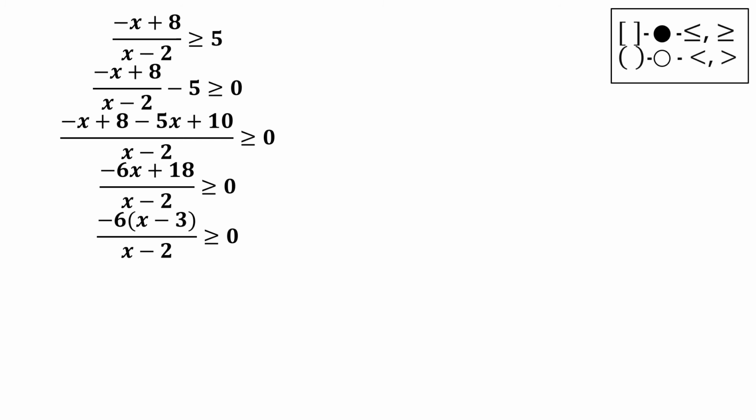Now, let's proceed to step number 3. We will find all the values of x that will make the numerator 0 and also the denominator equal to 0. So, ano yung mga pwedeng values ng x dito?